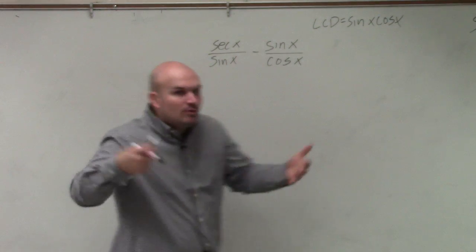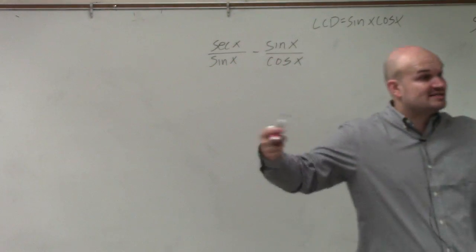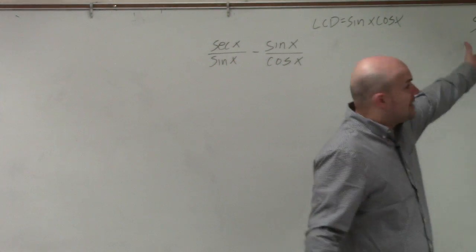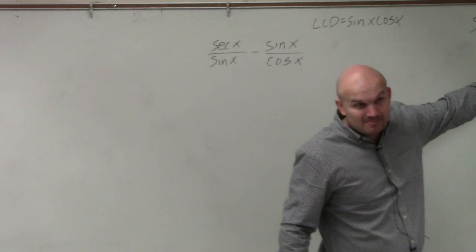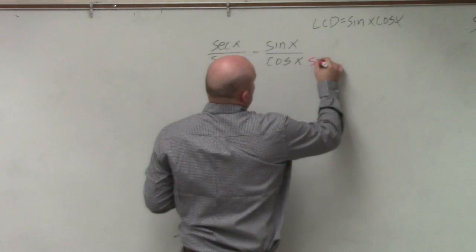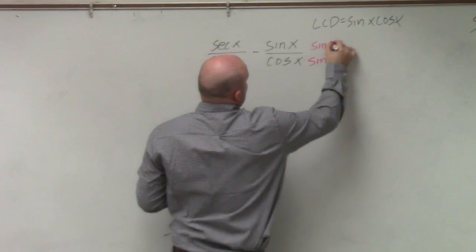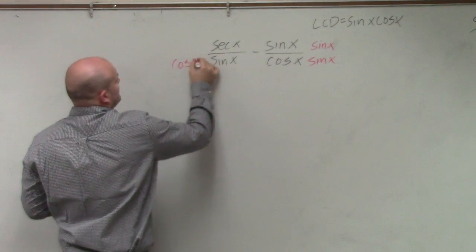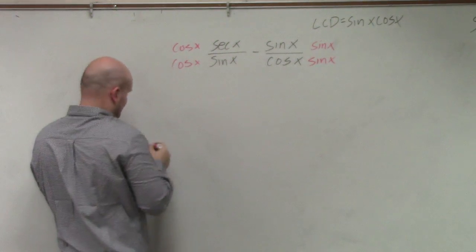And again, I don't know what's going to happen next. I just know that's something I can do, an operation by combining them. So that's what I'm going to do. So I multiply by sine of x over sine of x, and cosine of x over cosine of x.